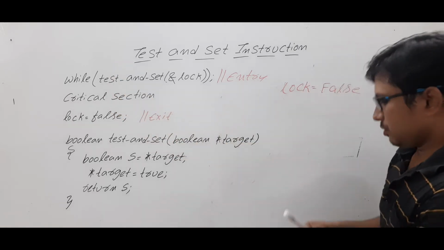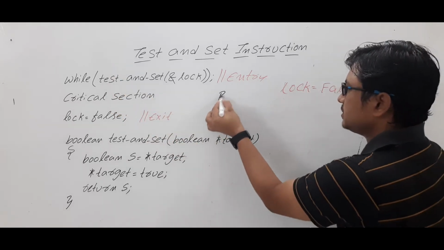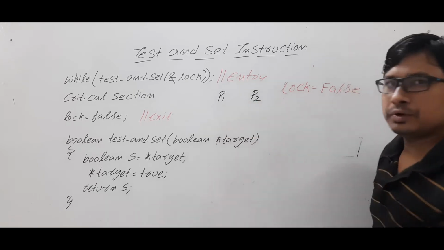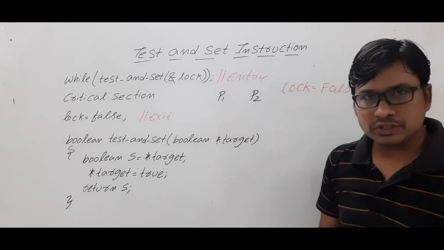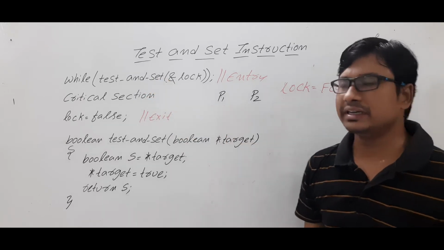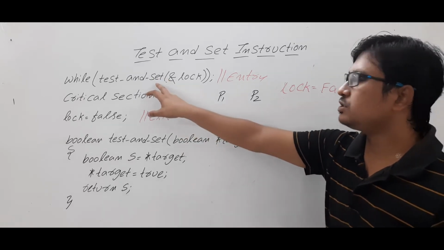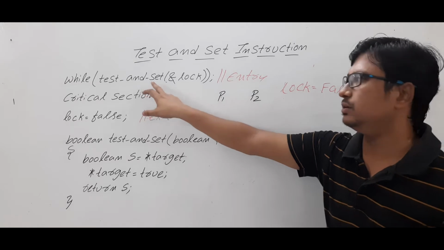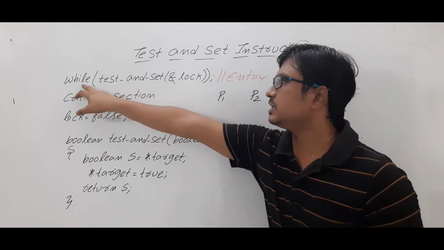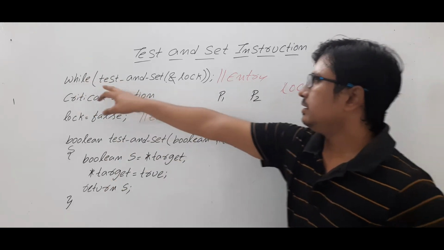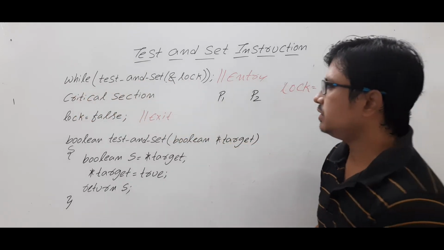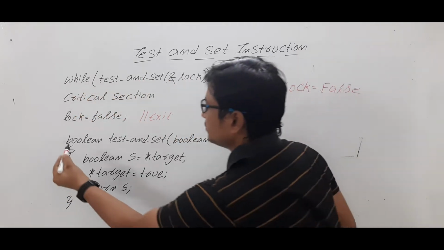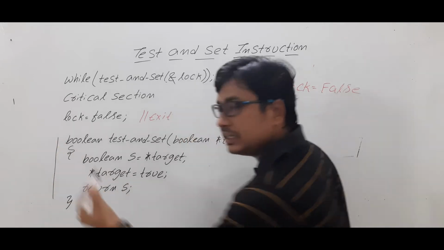Now let's take that process P1 and process P2 are there. Let me take two processes. Now process P1 wants to enter into the critical section. If process P1 wants to enter into the critical section, then it has to execute the entry section. So it is executing the entry section while TestAndSet(&lock). So it will go to the function definition. This is your function definition.